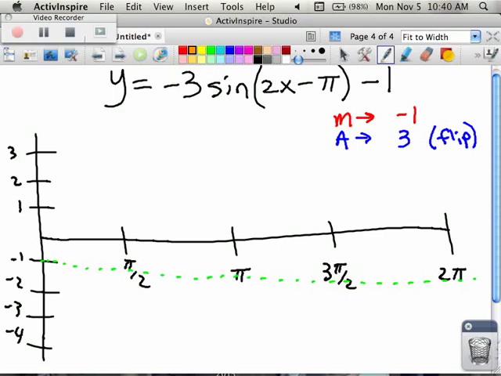How about the period? What is the period? Pi. Everything happens in pi units. And my phase shift, which means how far did I move over from where I started, is setting the parentheses equal to 0. And the answer is pi over 2. Because 2x minus pi equals 0, when you solve that, you move the pi over, you get 2x equals pi, divide both sides by 2, and you get x equals pi over 2.